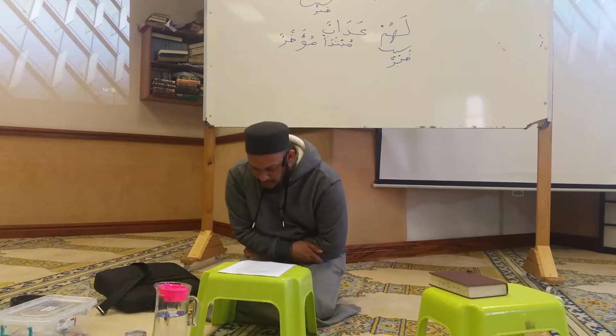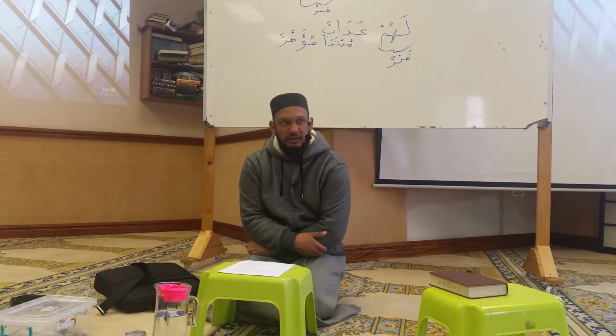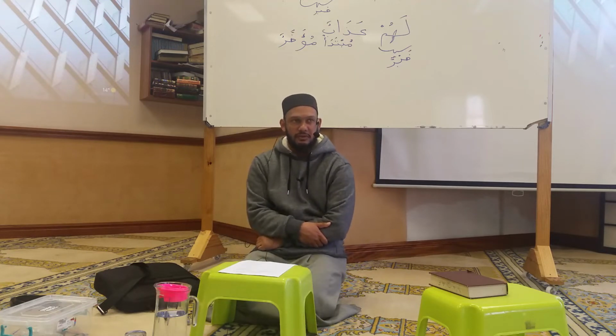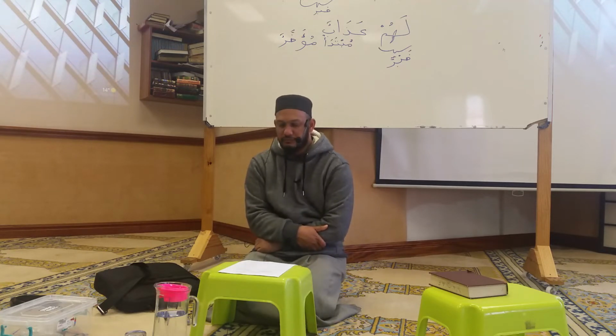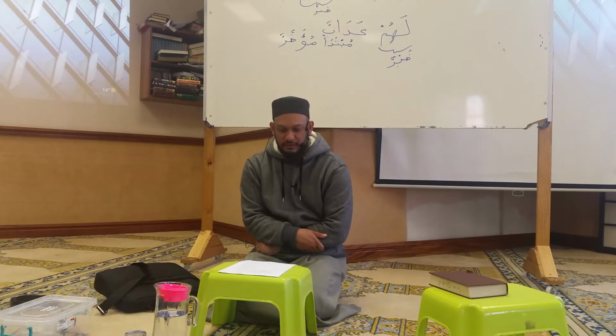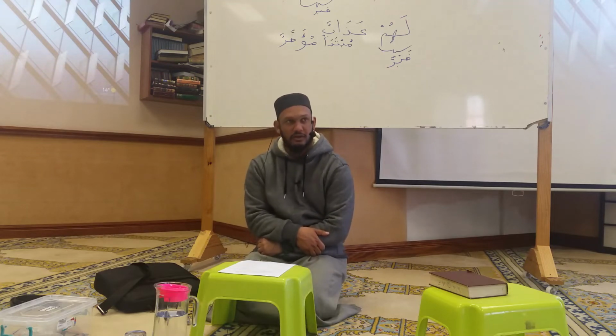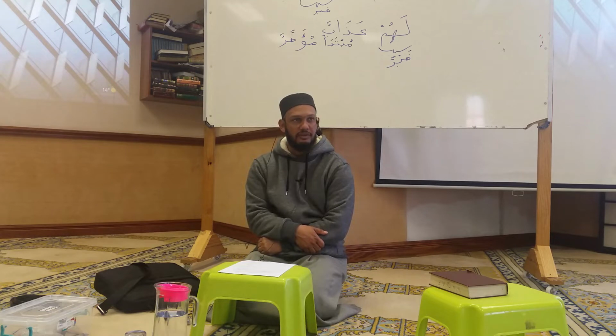Number one, it says وَعَلَىٰ أَبْصَارِهِمْ غِشَاوَةٌ. What's that? وَعَلَىٰ, and upon أَبْصَارِهِمْ, their sight, their vision, their sight is غِشَاوَةٌ. What's a غِشَاوَةٌ? A covering, a veil, a covering.